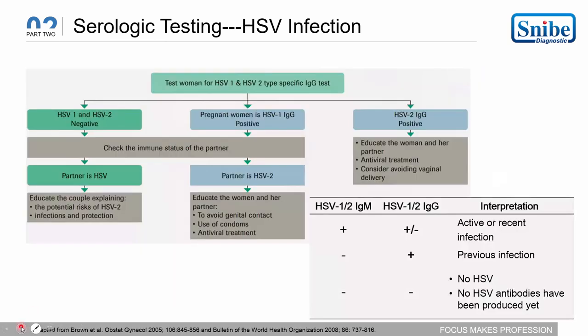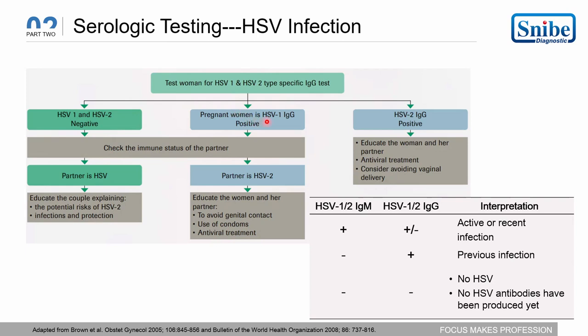So if we talk about the serological testing algorithm for HSV, a pregnant woman has HSV1 and 2 type-specific IgG testing. If HSV1 and 2 are negative, then they have to check the immune status of the partner, and if the partner is HSV positive, then educate the couple about the potential risk of HSV2 infection and its prevention.